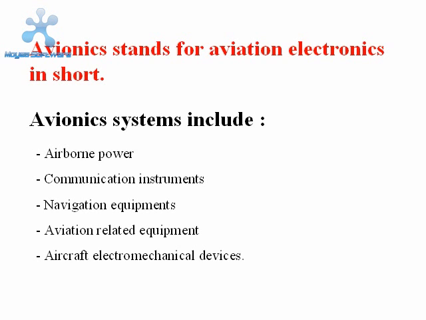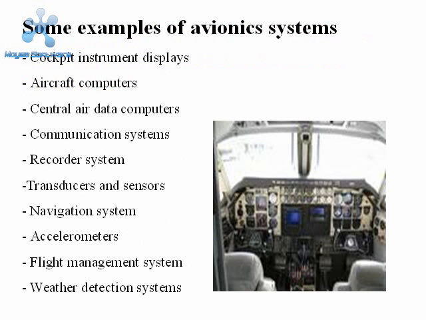Avionics systems include airborne power, communication instruments, navigation equipment, aviation-related equipment, and lastly, aircraft electromechanical devices. Some examples of avionics systems are cockpit instrument displays, aircraft computers, communication systems, and so on.